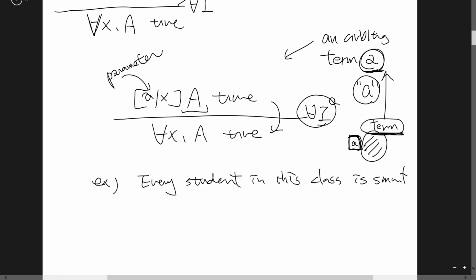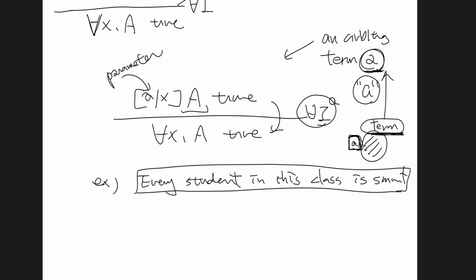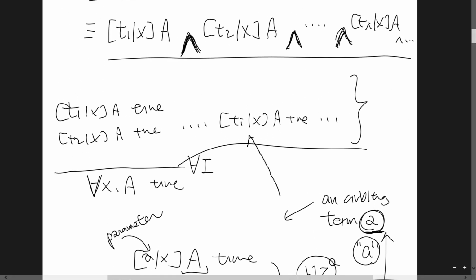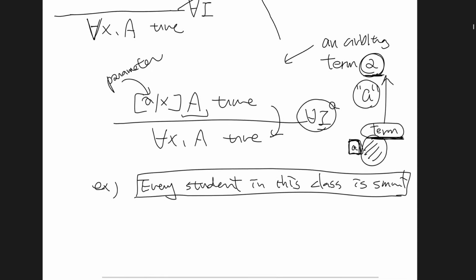I would like to prove this statement. One way to prove this statement is to visit every one of you and verify that every one of you is indeed smart, which would correspond to proving it in this way. But the problem is there are an infinite number of students. There are just infinitely many students, so this is clearly impossible to do in practice.